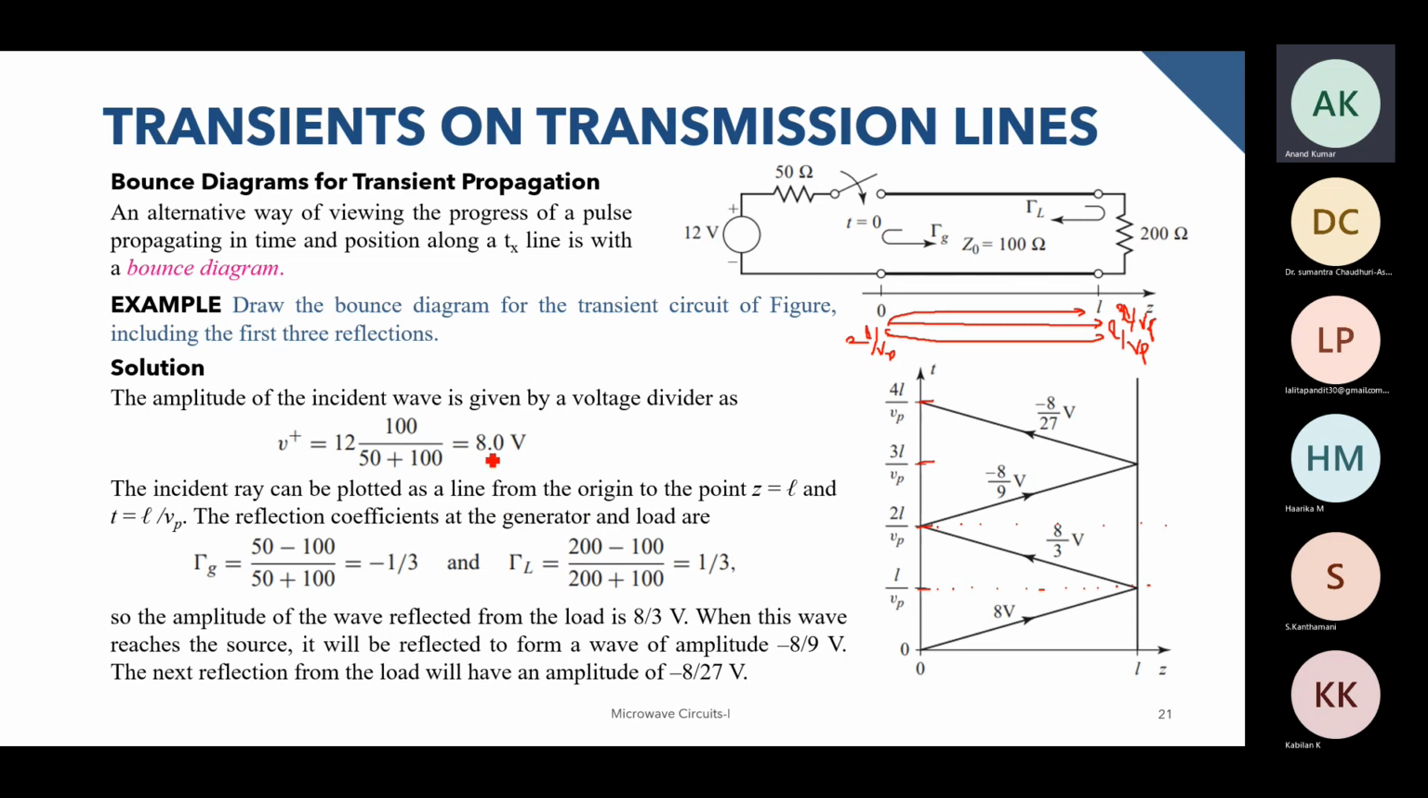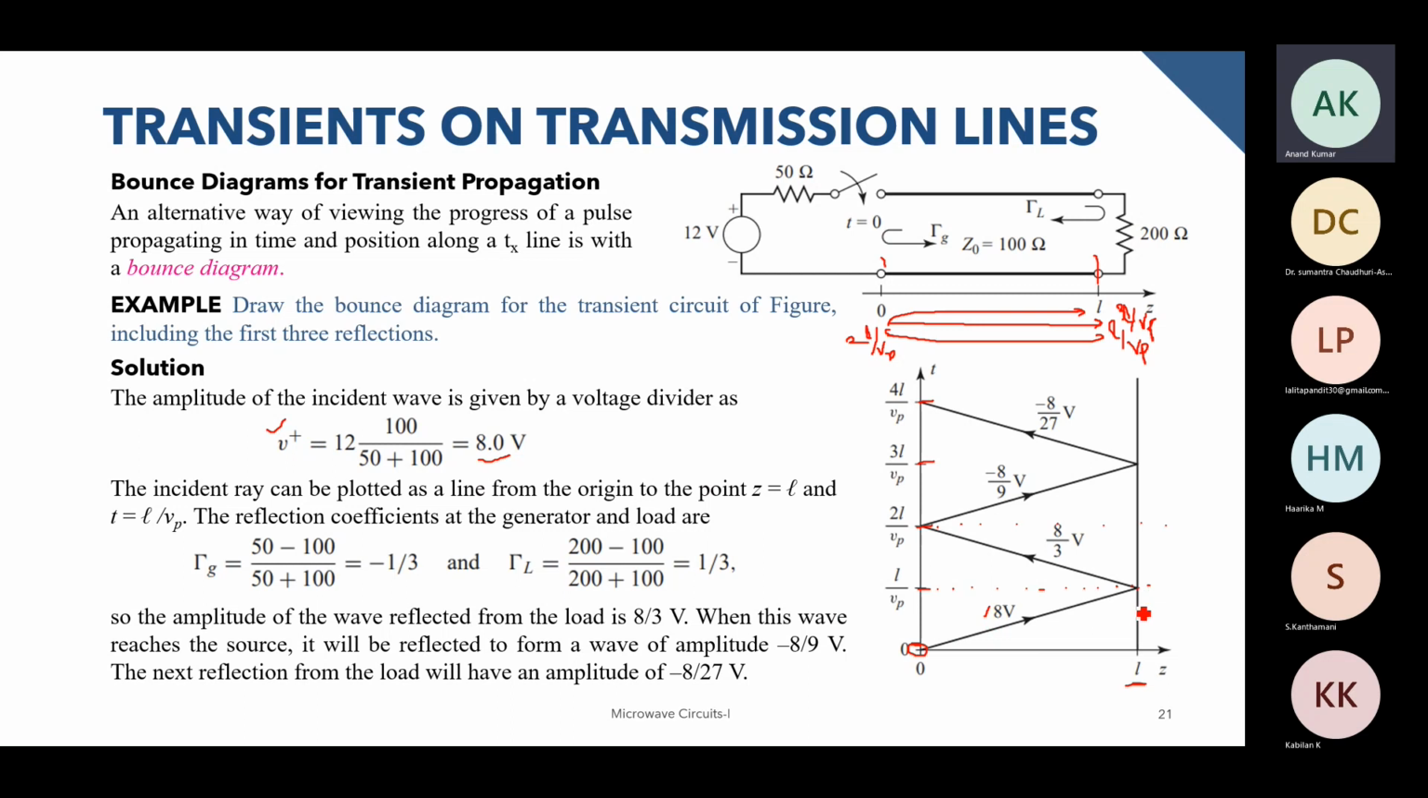Okay, so we have calculated that this particular incident voltage V plus, which is equal to 8 volts, will travel from this 0 to L point within this time. So we'll draw this line starting from 0 over here, and by this particular time, L by Vp, it will reach the load position over here. Where this intersects, we draw this line and write 8 volts over here because this is the incident voltage.